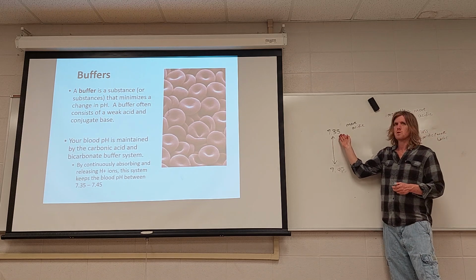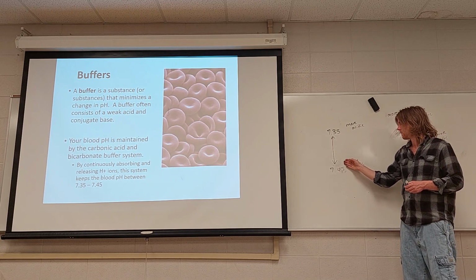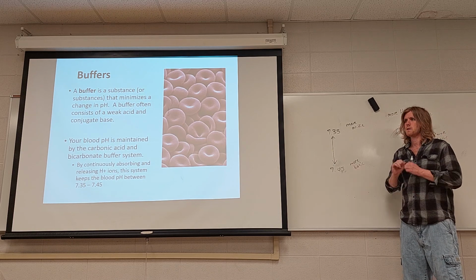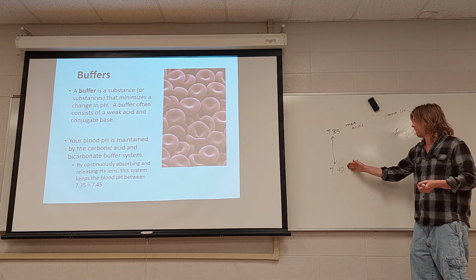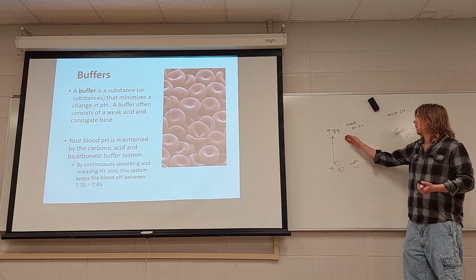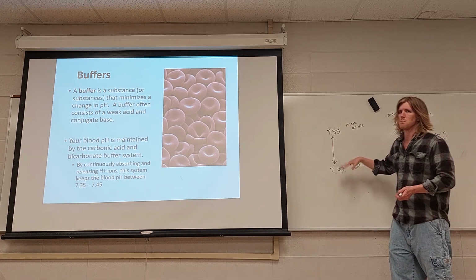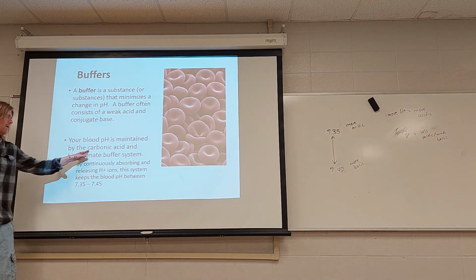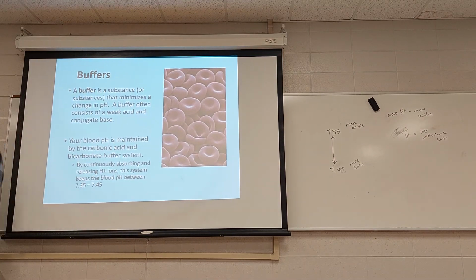So absorb some hydrogens, our blood pH gets down here. Oh, we're getting a little too basic here. Let's release some hydrogens, make it more acidic again. Oh, time to absorb some, and it just goes back and forth. It's a really slick system. It's called the carbonic acid and bicarbonate buffer system.